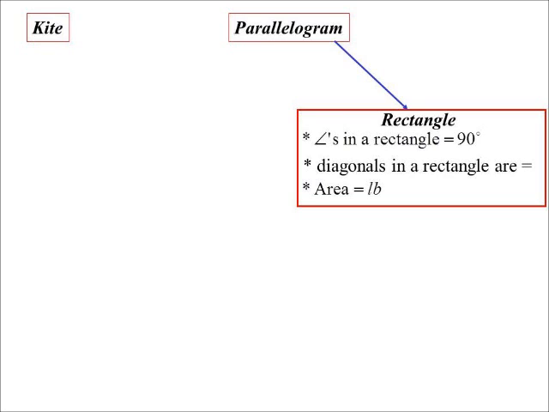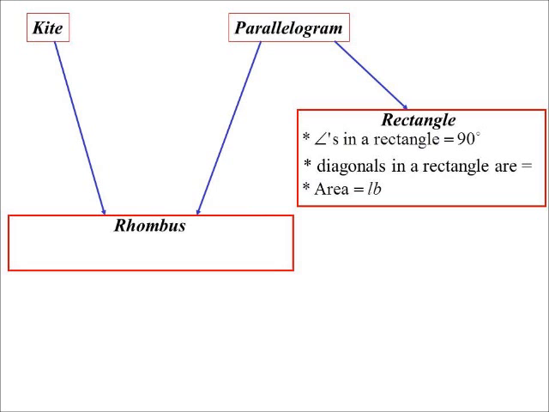Rhombus branches off both the parallelogram and the kite. So it has all the features of the parallelogram, all the features of a kite. The other interesting thing about a rhombus is the diagonals now bisect the vertex. So always cut the vertex in half.